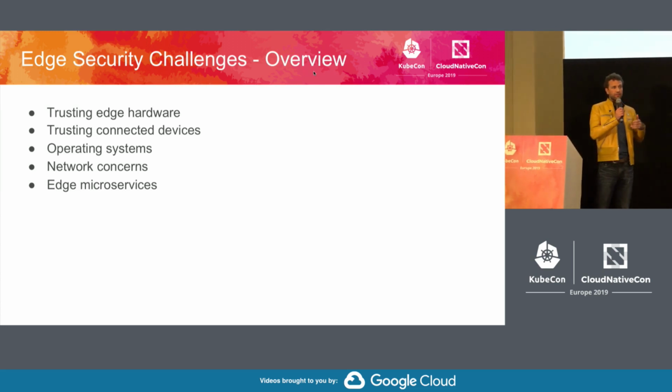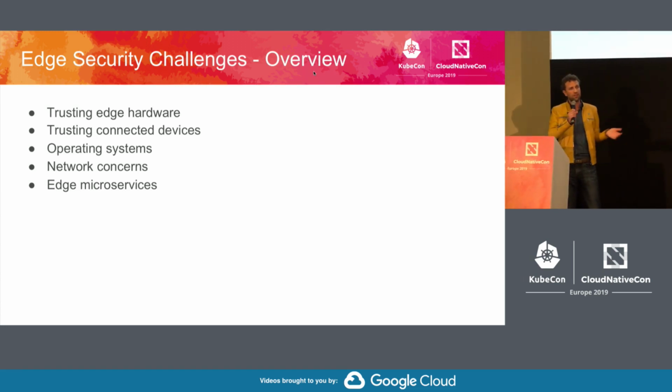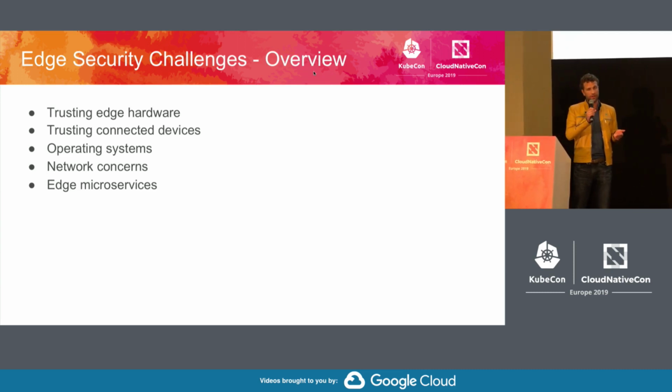So there's kind of a summary or an overview of the types of security challenges at the edge. Not said yet to be complete, but complete enough for us to be talking about it. And so the gist of it is you have to trust the edge hardware. This is the hardware that's running your edge computing. You have to be able to trust the devices connected to that edge hardware. You have to find some way to deal with operating systems at the edge and the fact that they're complex beasts. You have network concerns. And then, of course, say that all of those things are in place. Edge microservices themselves pose some new challenges, and we're going to talk about some of the things that we've exposed around edge microservices.